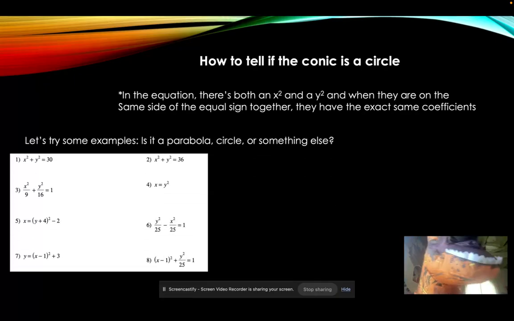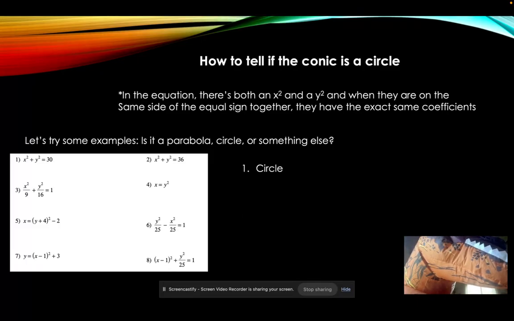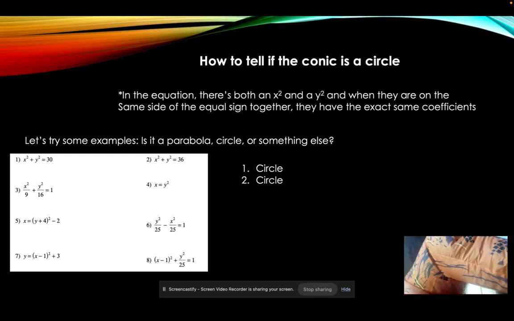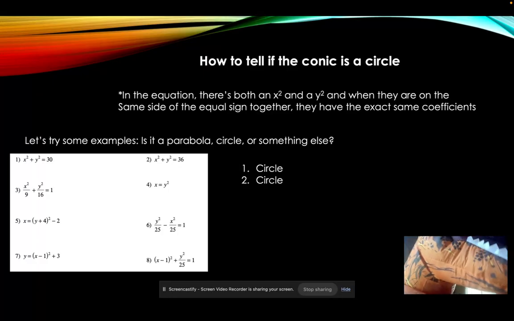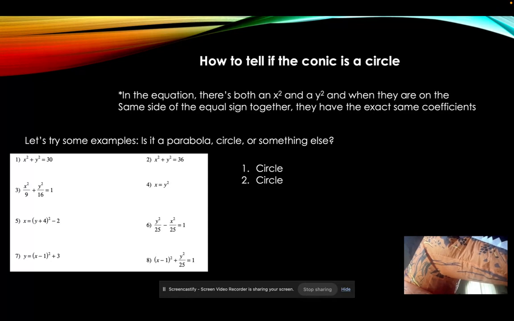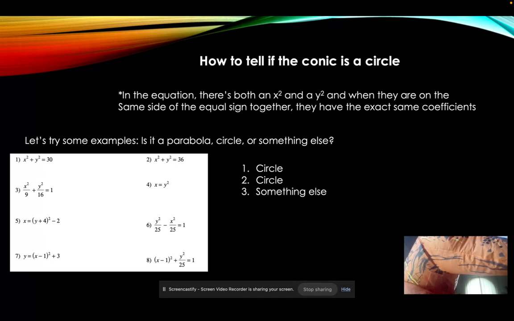So maybe pause it, let's take a look at these, and let's go through one by one. Number 1, I see an x squared and I see a y squared. They're both positive. They both have a 1 out in front as their coefficients. That's a circle. Second one, same thing. Third one, let's see. There's an x squared and a y squared, but the coefficients out in front are a 1/9 and a 1/16. That makes them a little bit different. That's going to be something else. We'll talk about it in the next lesson.